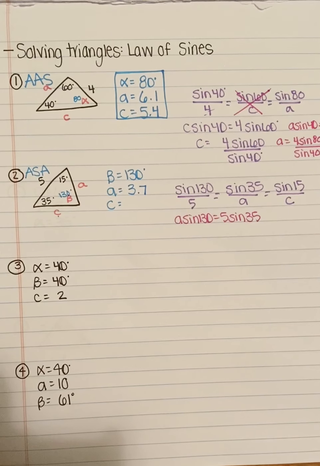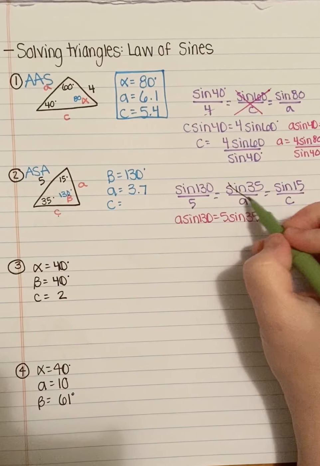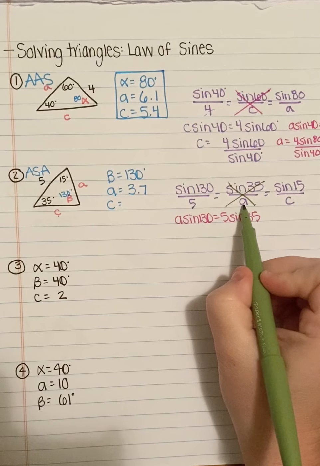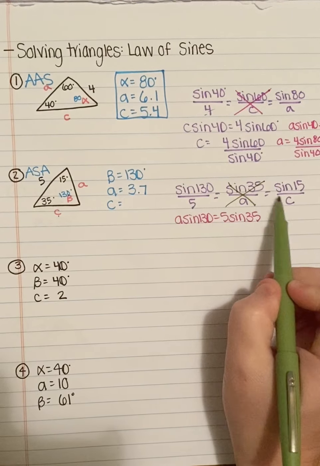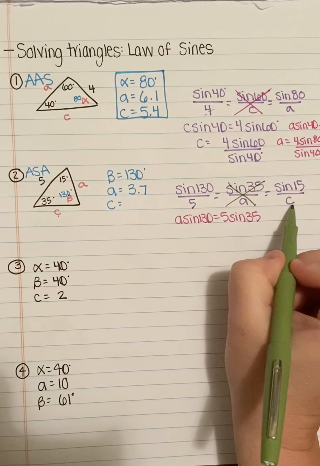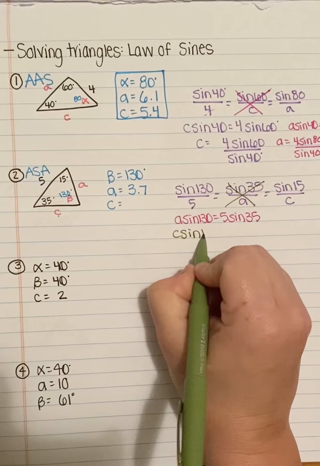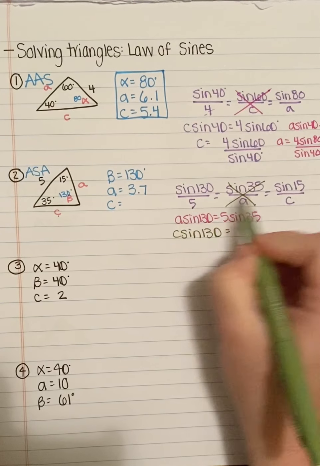Now remember, I can't use SOHCAHTOA because these are not right triangles to solve for my problem right here. All right, next thing, I'm going to cross this out since I've already found A. And I don't want to use this 3.7 because I had to round that. So then I'm going to look at these two. So when I cross multiply, start with my variable I'm missing first. C sine 130 equals, going this way, 5 sine 15.